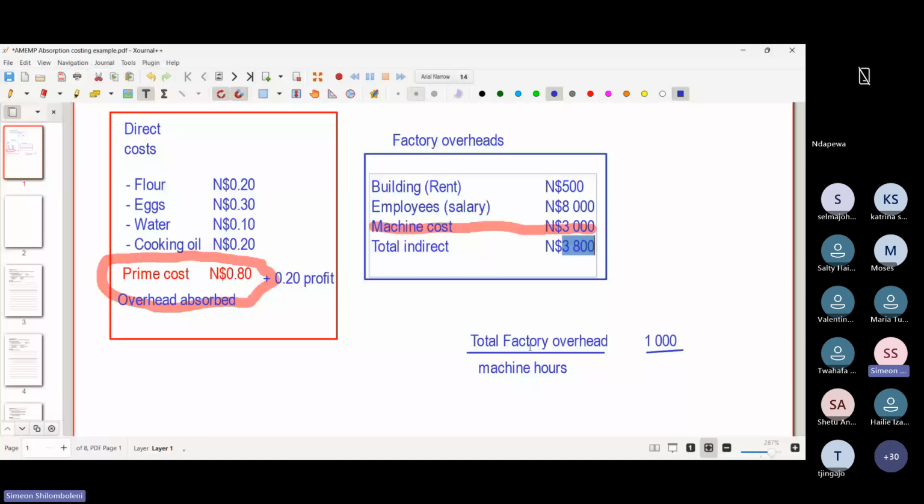Now, when you get the rate, the absorption rate, it's now what you are coming to put here. But the general idea of absorption rate is you want to make sure that the cost of a product includes the direct cost, and also it includes the indirect cost, so that you can come up with a true cost of your product. Because if you only concentrate on direct cost, like we did now, you are going to have a problem of your selling price not covering your overheads.